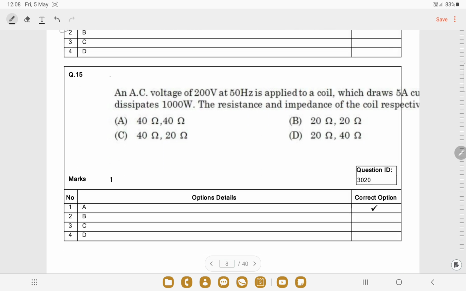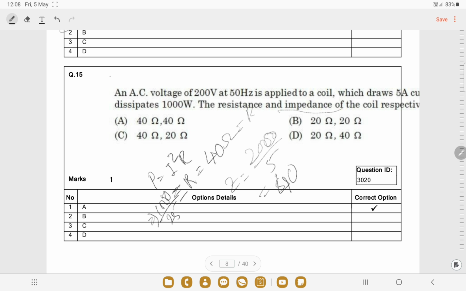Next we have an AC voltage of 200 volt at 50 Hz applied to a coil which draws 5 ampere current and dissipates 1000 watt. The resistance and impedance of the coil respectively? So we need to find out R. We know that P equals I square R. So current is given 5, P is given 1000, divided by 25, we'll have our R here. So it will be around 40 ohm. So we have the value of R. Next we need to find out the impedance. Impedance will be 200 by current, it's given here as 5, then again it will be 40. So option 40, 40 is the correct one.